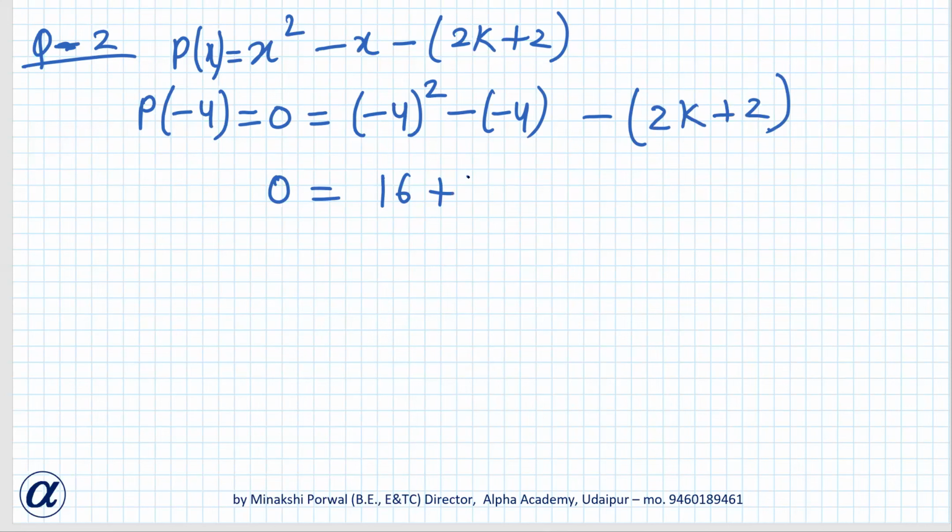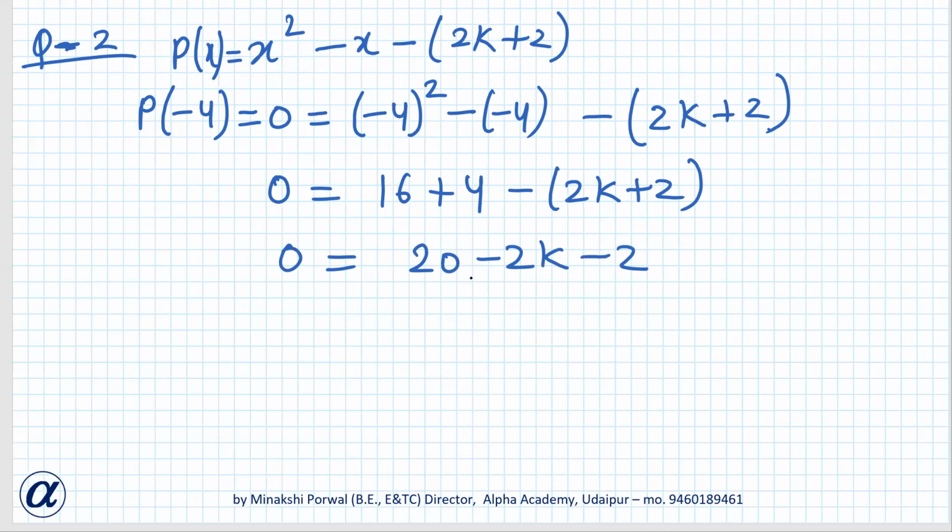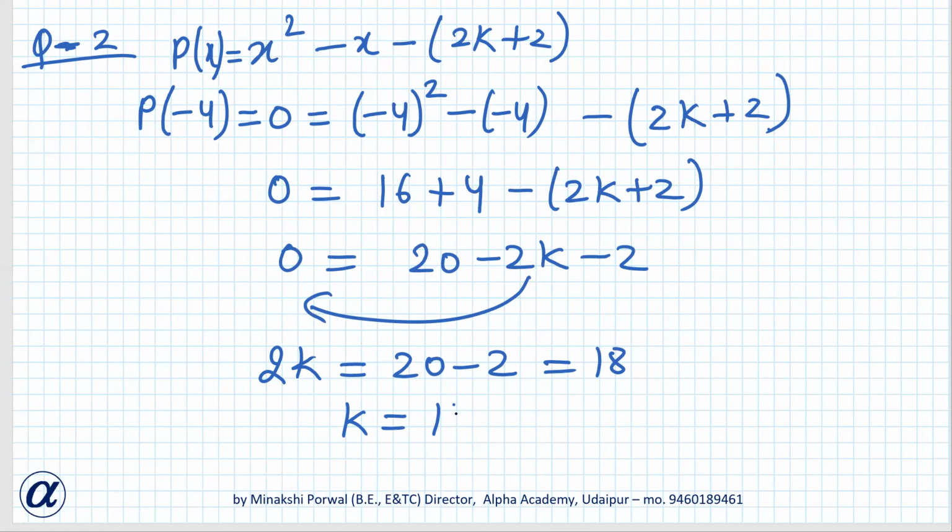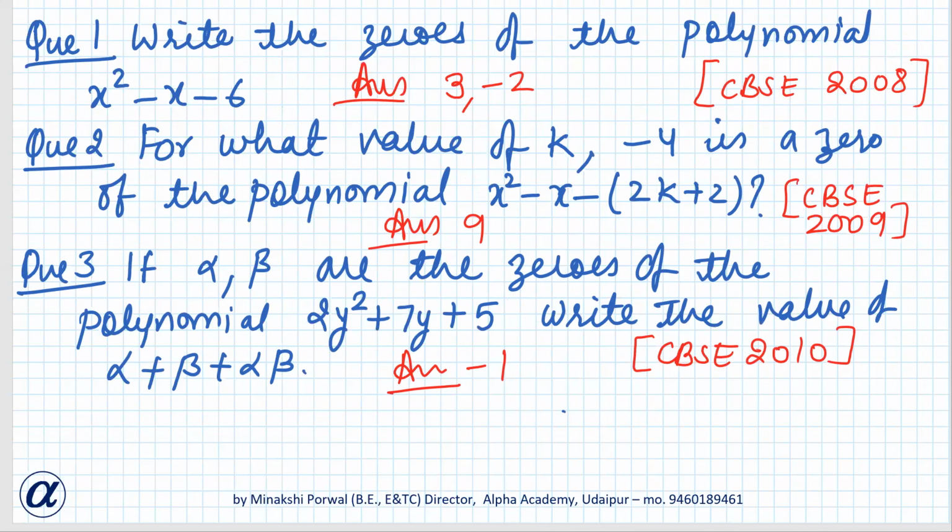16 plus 4 minus of 2k plus 2. Okay, or 20 minus 2k minus 2 equals to 0. 2k I am bringing this side. 2k equals to 20 minus 2, that is equal to 18. k equals to 18 by 2, that is equal to 9. So this way the answer of question 2 is 9. Okay, for what value of k is minus 4 a 0 of this polynomial?